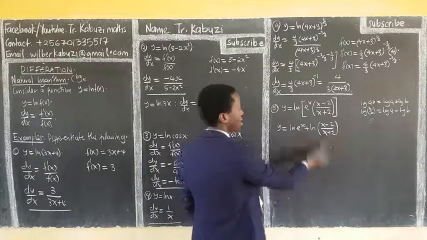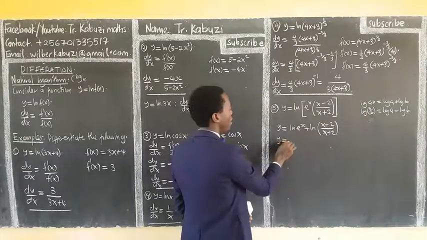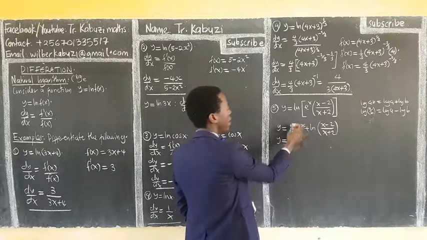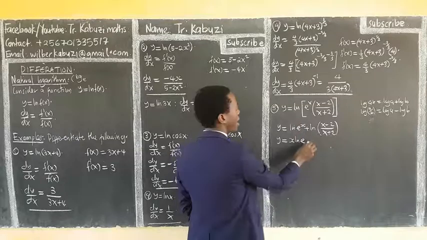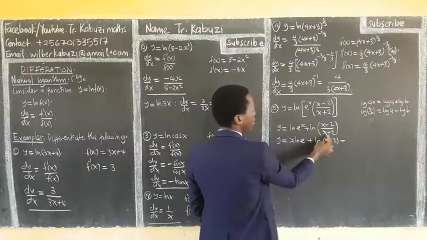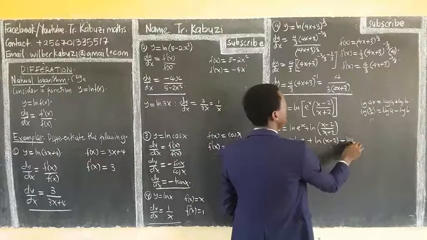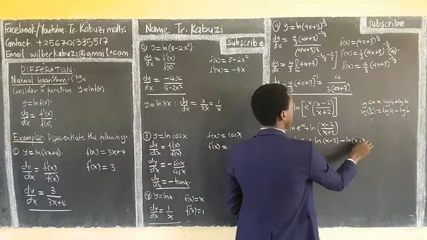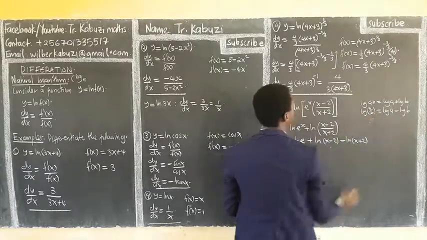So now, since I'm still dividing, I'm going to apply that y will be, remember laws of logarithm, this one becomes x natural log of e, this one is going to come here, then plus natural log of (x minus 2), because I'm dividing, now natural log of, this remains (x plus 2). This one, the one which is divided, then over that.